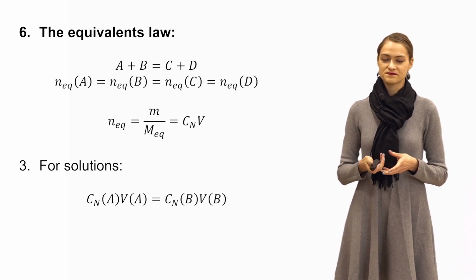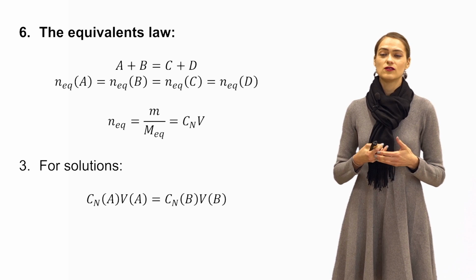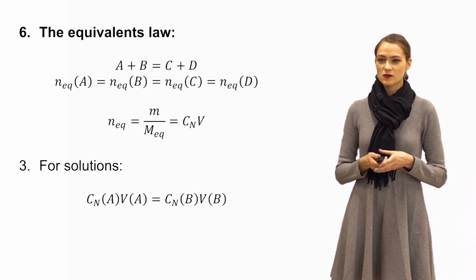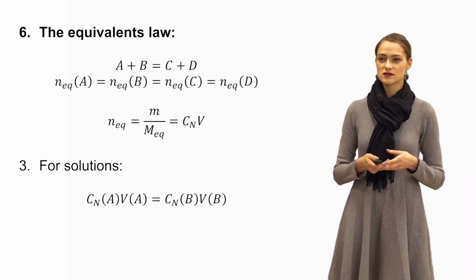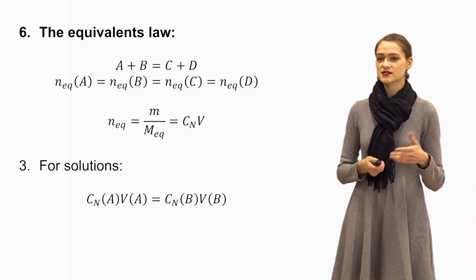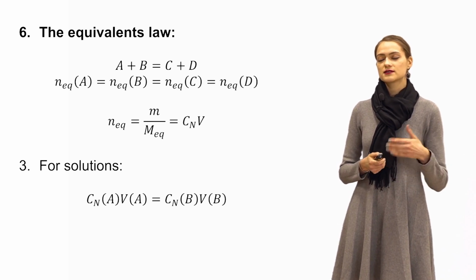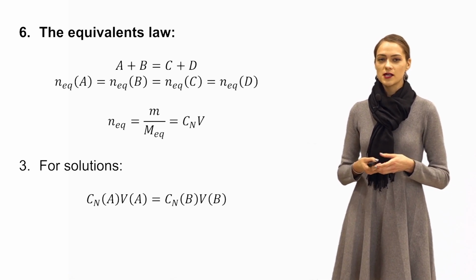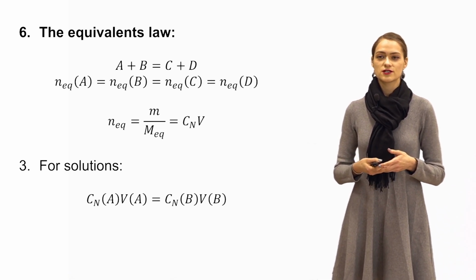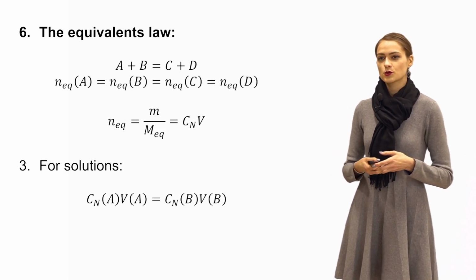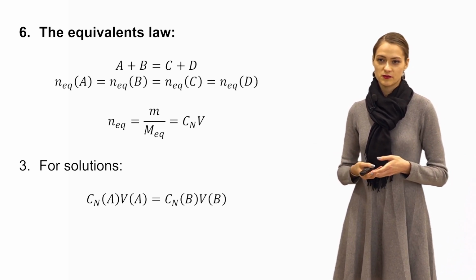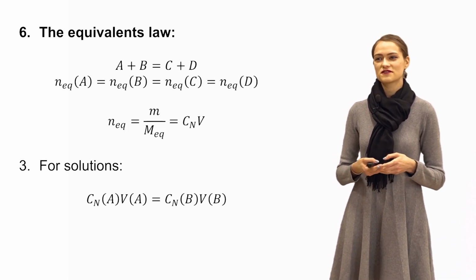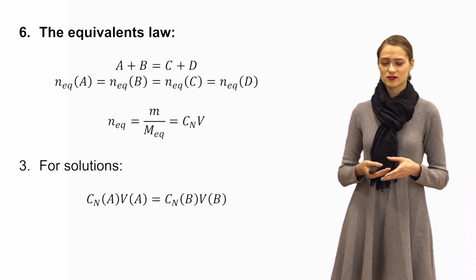And in this case, we can rewrite the law of equivalence for solutions. So, the product of the normal concentration of solution A and the volume of this solution is the same as the product of the normal concentration of solution B and the volume of solution B. Of course, we can combine and mix different mathematical equations of the law of equivalence.